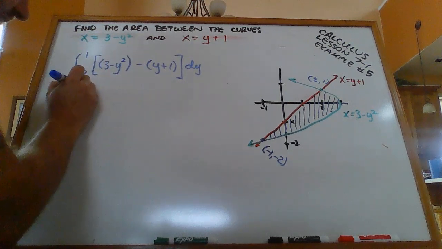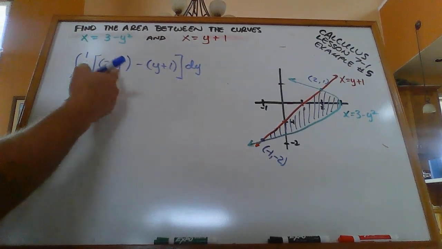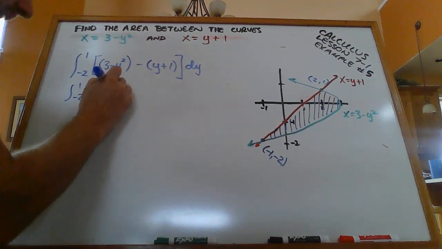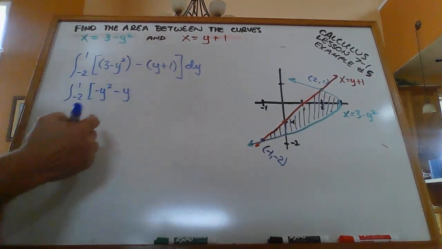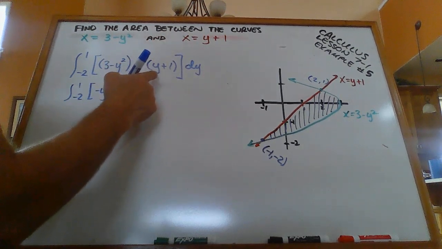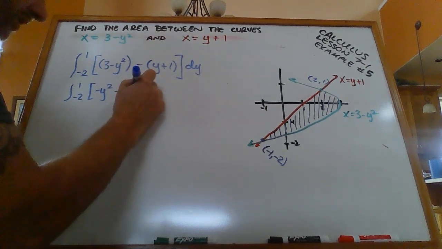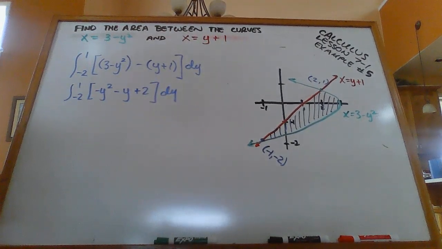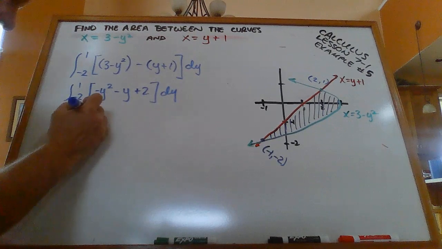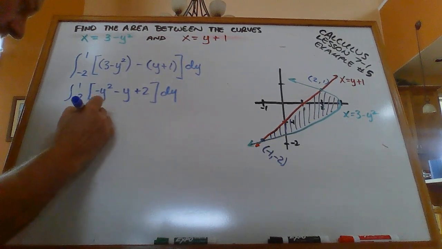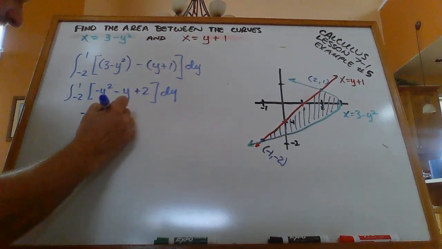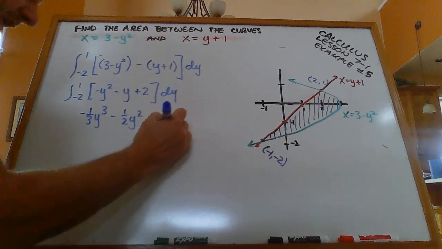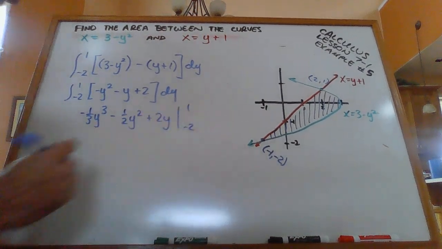Okay, we use a little algebra here to simplify this a little bit, and we get negative y squared minus y, when we distribute the negative in here, plus 2, dy. And now that's easy to integrate. So this is going to be -1/3 y cubed minus 1/2 y squared plus 2y, and we're going to evaluate that from -2 to 1.